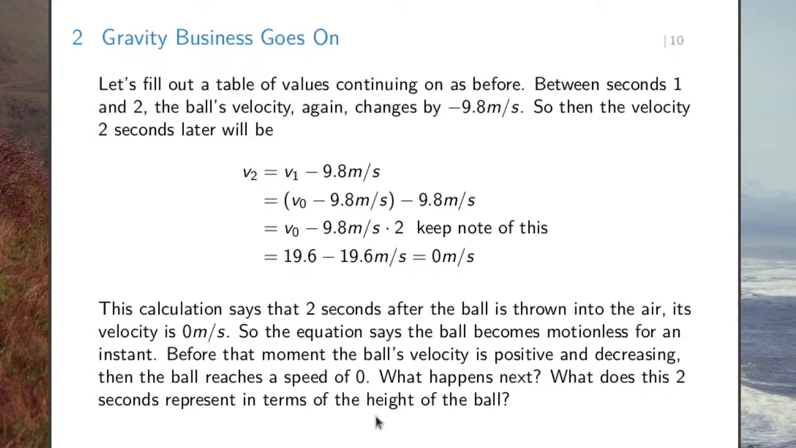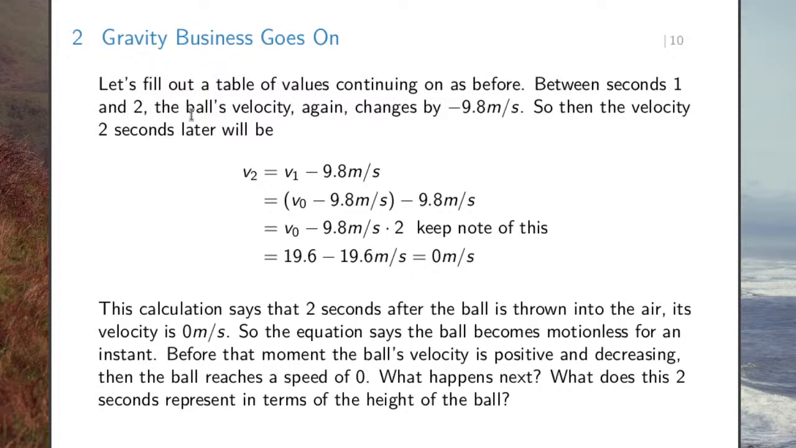So let's work on filling out a table of values, right? Let's continue on. Let's look at what happens between seconds 1 and 2. So we know that when t equals 0, the ball is traveling 19.6 meters per second upwards. 1 second later, gravity has slowed it down. It's now traveling 9.8 meters per second upwards.